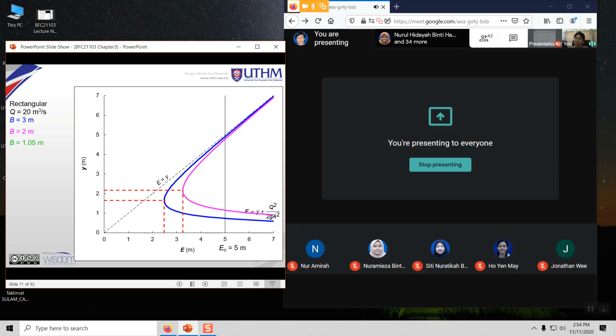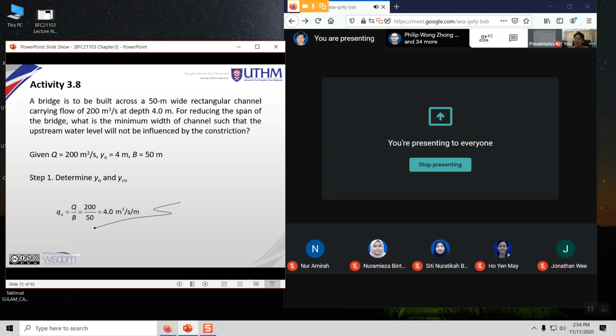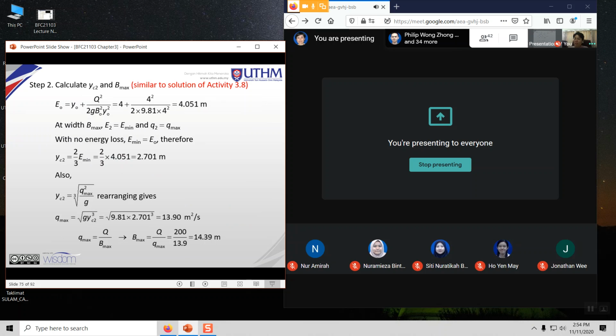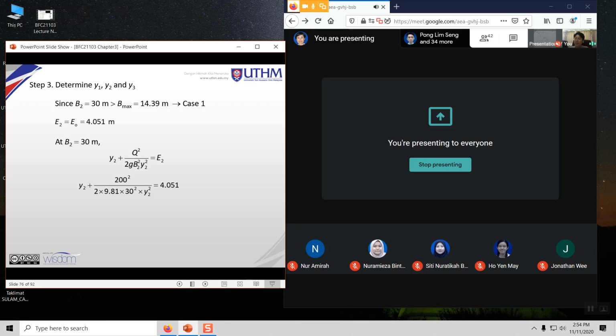When you solve your specific energy equation, the Q is different from your Q naught already. So let's look at the solution. Now, E2 equals E naught. They remain the same, but with a different Q, because of course there is no energy loss. So E2 is equal to E naught, 4.051 meter.